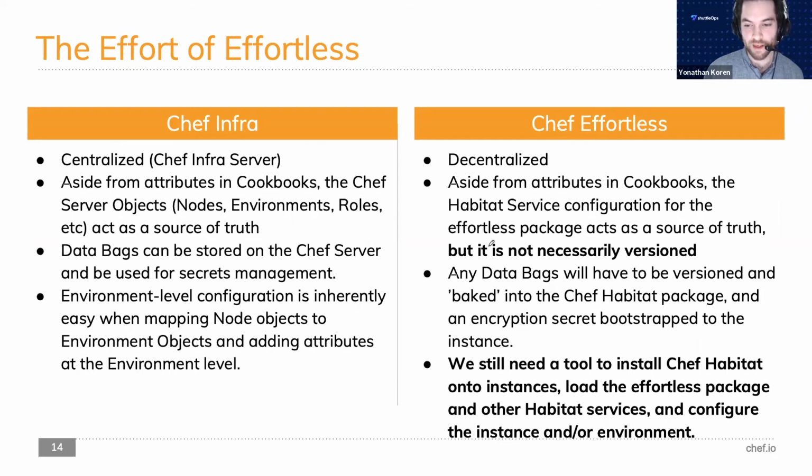But when you want to override that at the machine level, when you want to override that at the environment level, it's not versioned anywhere necessarily. You have to make sure that if you're doing a hab config apply or if you're supplying a user.toml, you have that source of truth somewhere. Otherwise, you're going to be missing out on what Chef Infra gives you.